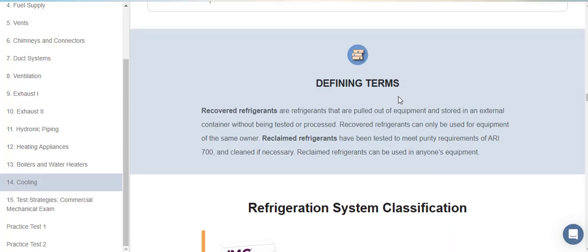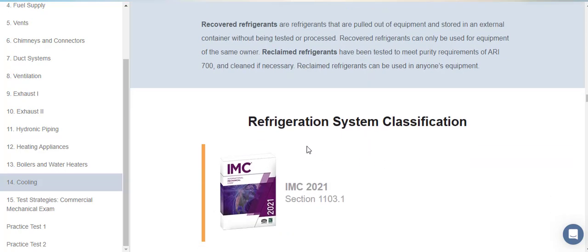Defining terms. Recovered refrigerants are refrigerants that are pulled out of equipment and stored in an external container without being tested or processed. Recovered refrigerant can only be used for equipment of the same owner. Reclaimed refrigerants have been tested to meet purity requirements of ARI 700 and cleaned. If necessary, reclaimed refrigerant can be used in any equipment.